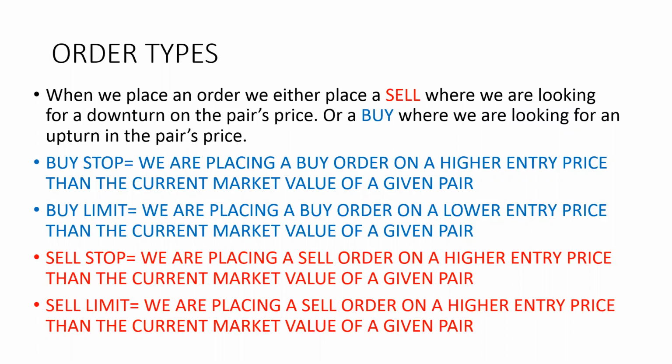We have different types of orders. We have buy stops and buy limits. When we place a buy stop, we are putting a buy order at a higher entry price than the current market value of a given pair. And when we're making a buy limit, it's the opposite. When we're doing a sell stop, we're placing a sell order at a lower entry price than the current market value of a given pair. And when we're making a sell limit, we're doing the opposite. So I think this is very easy to comprehend, and these are just general guidelines to give you context about how to trade buys and how to trade sells.